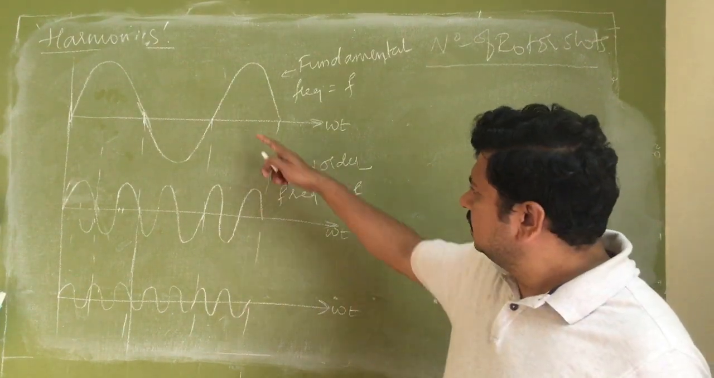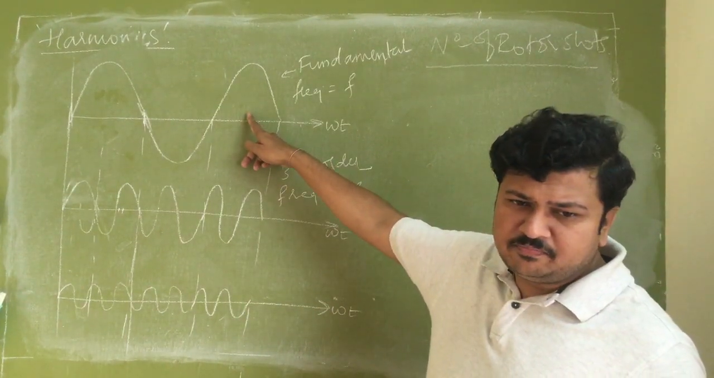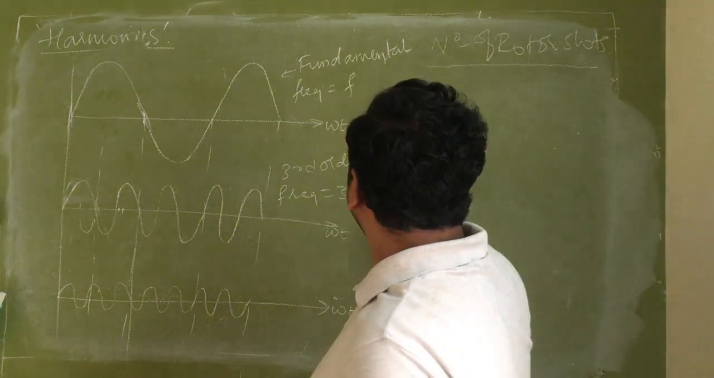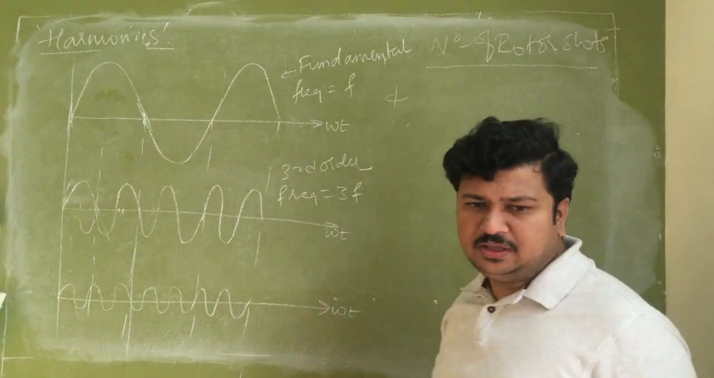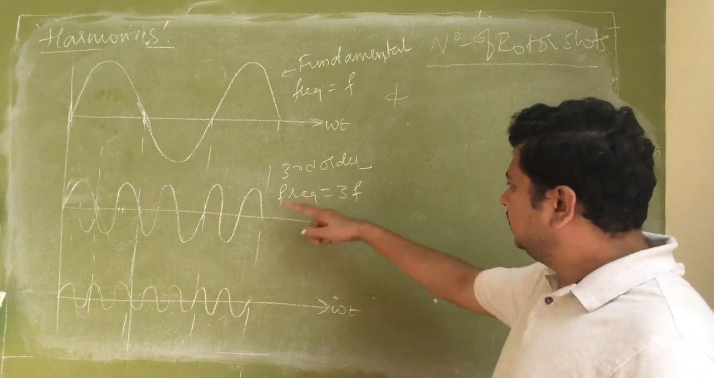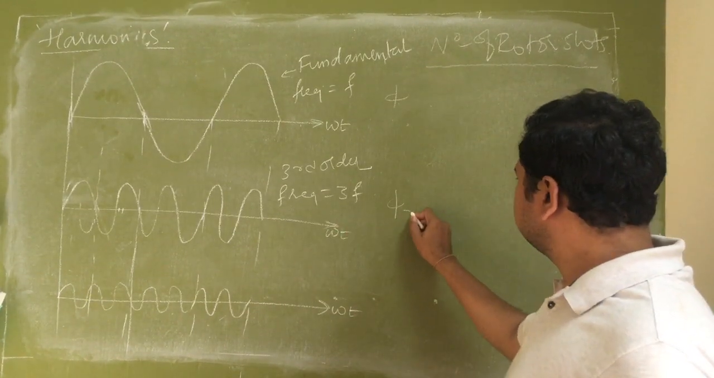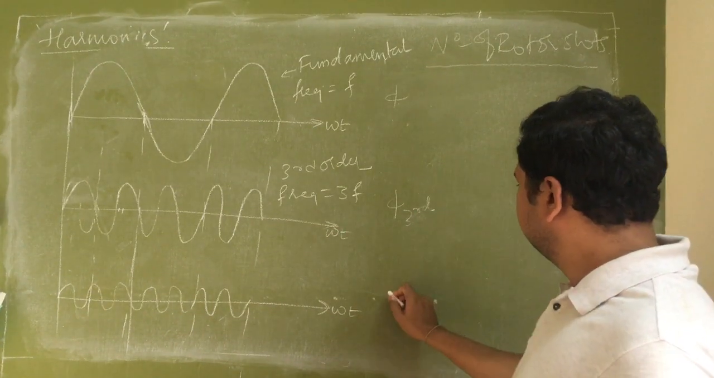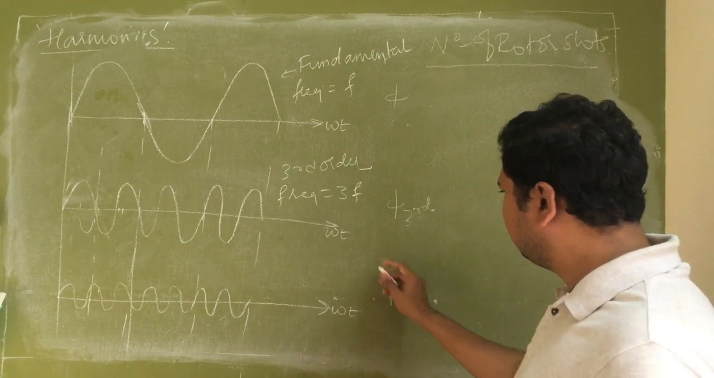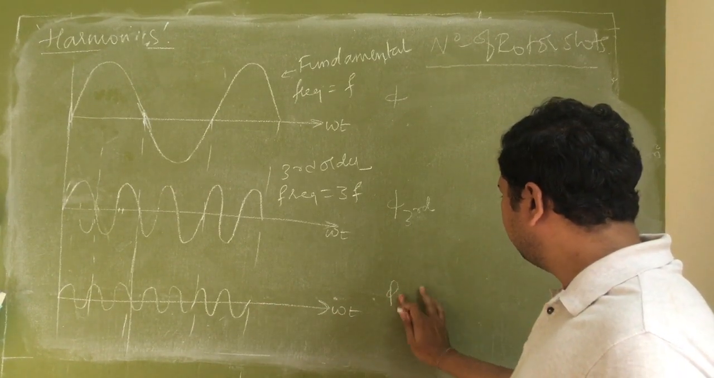This is the fundamental wave of current. This fundamental wave of current is creating a flux phi. This third harmonic is creating a flux phi third. This fifth harmonic component of current is creating a flux phi fifth.